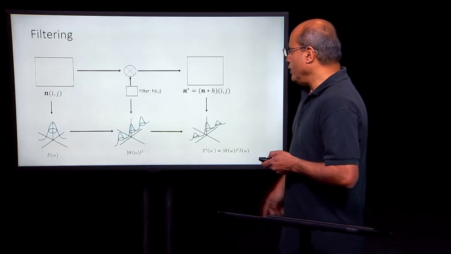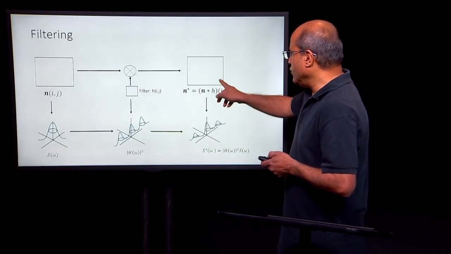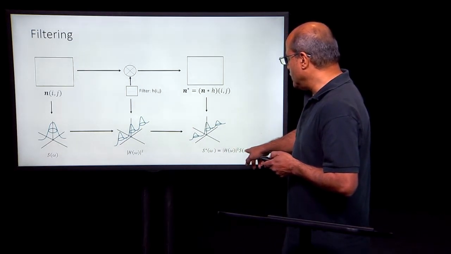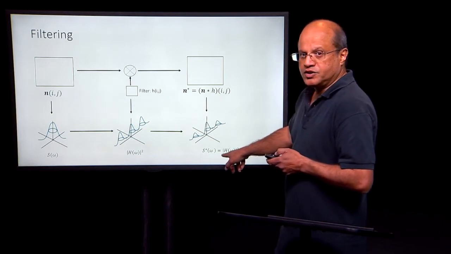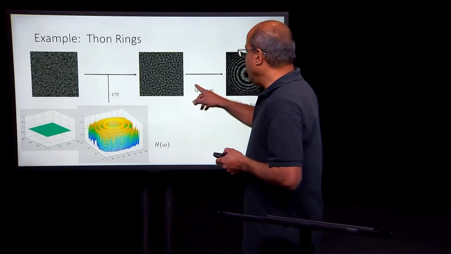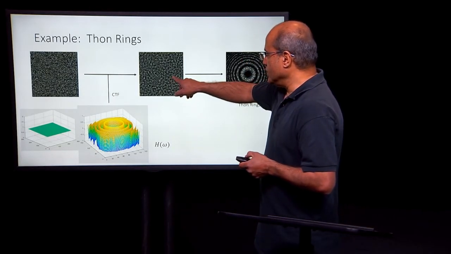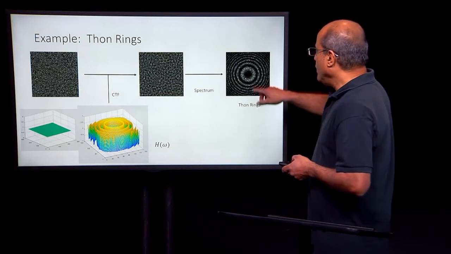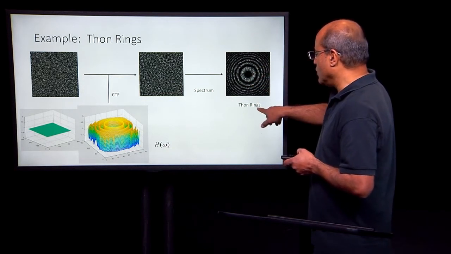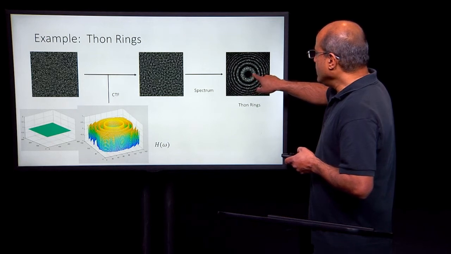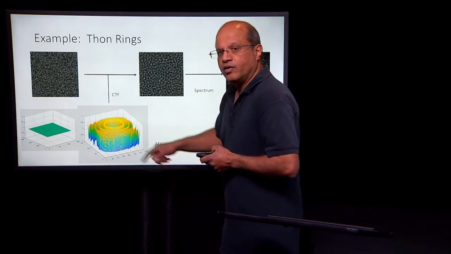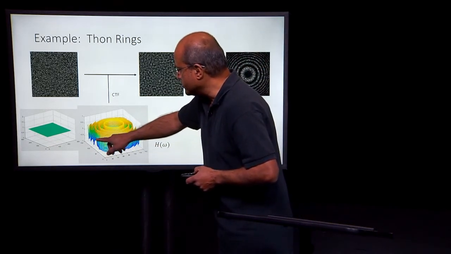Using what we had on the previous slide, we know that the observed image is going to have a spectrum which is the spectrum of the original amorphous graphite sample multiplied by the magnitude squared of the CTF. If I take the output, this filtered image, and look at the magnitude of its Fourier transform, what I get are a bunch of rings, and these rings are called Thon rings. Because the original spectrum is a flat function, these rings are simply the square of this function. Remember, this function goes between plus and minus.